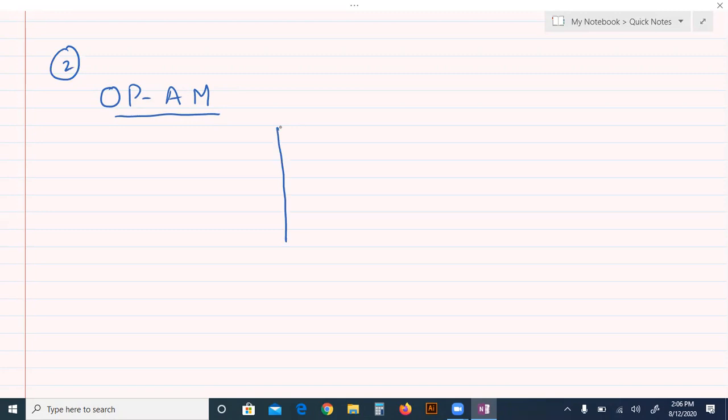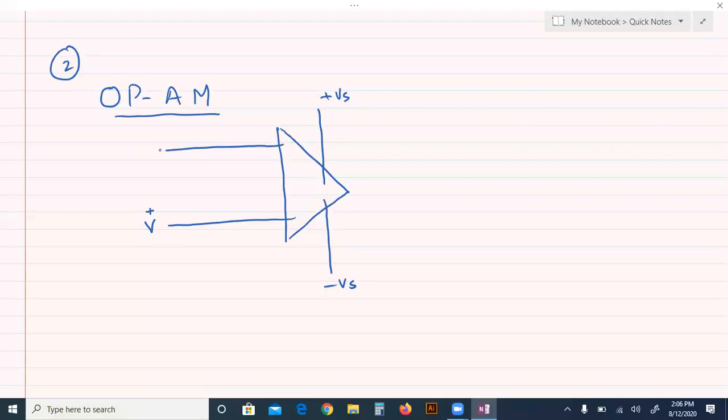This is the symbol for operational amplifier. This is the positive supply voltage. This is the negative supply voltage. This is the non-inverted input terminal. And this is the inverted input terminal. And this is the output terminal.